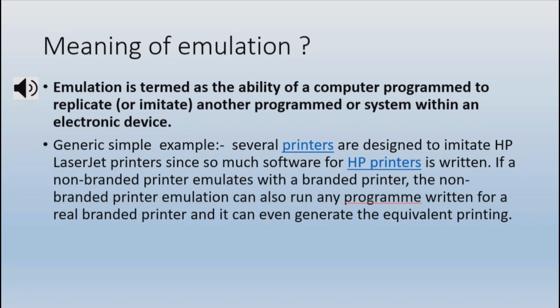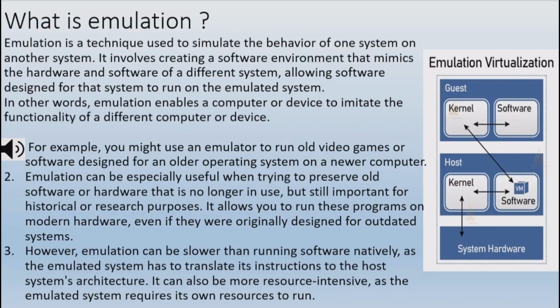Now let's go forward and see how emulation actually works. Emulation is a technique used to simulate the behavior of one system on another system. It involves creating a software environment that mimics the hardware and software of a different system, allowing software designed for that system to run on the emulated system. In other words, emulation enables a computer or device to imitate the functionality of a different computer or device.